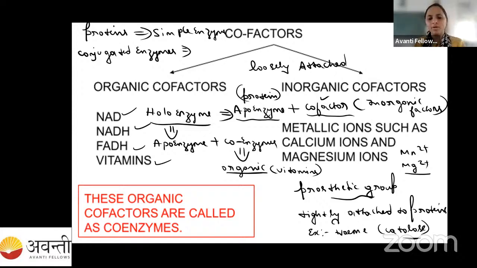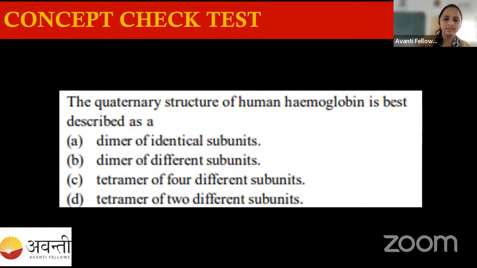Holoenzyme is made up of the apoenzyme, that is the protein part, and the cofactor. If the cofactor is inorganic, it is a cofactor, and if it is the organic part, that is the coenzyme. These are loosely attached, whereas the prosthetic group is tightly attached. Okay, students? Fine. Do you have any questions here?